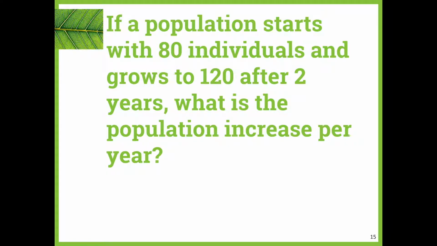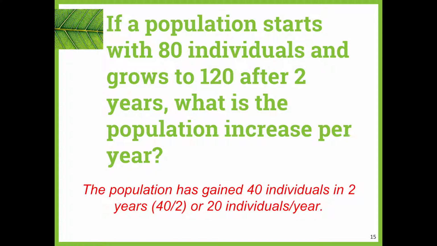So how would we calculate the rate? We would just take the change in population size, which is 40 individuals occurring in the span of 2 years, and we divide the two. So 40 divided by 2, which is 20. So we have a rate of 20 individuals per year. So we gain 20 individuals per year based on this population.